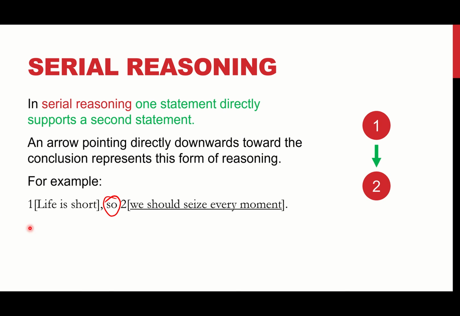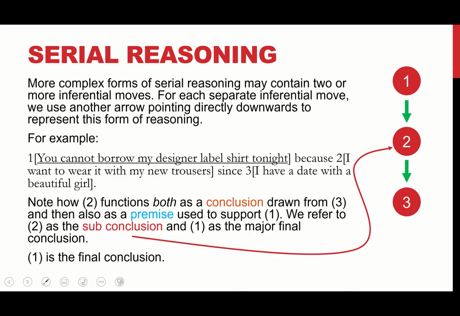And yeah, the conclusion always goes at the bottom. We always draw argument maps from top down. So the last number is statement number 2. So what this is saying is 1 gives support to 2. And 2 is the final conclusion. That's it.